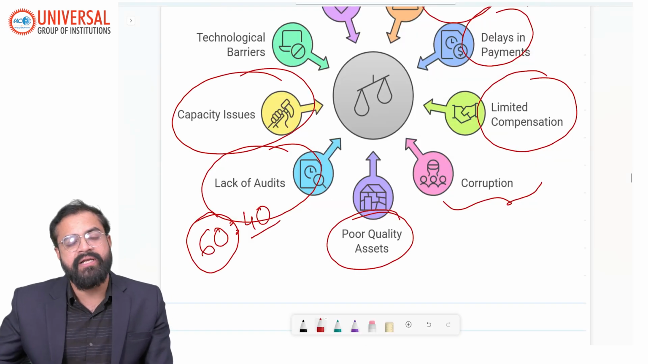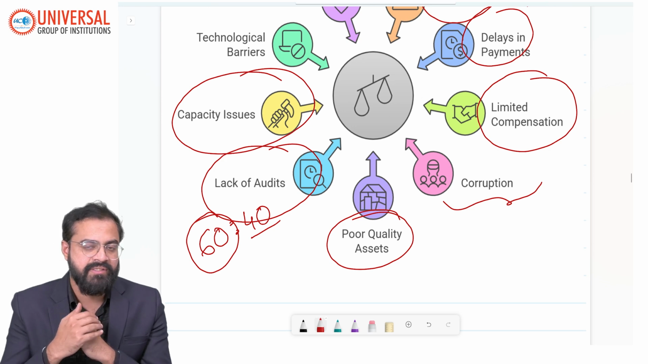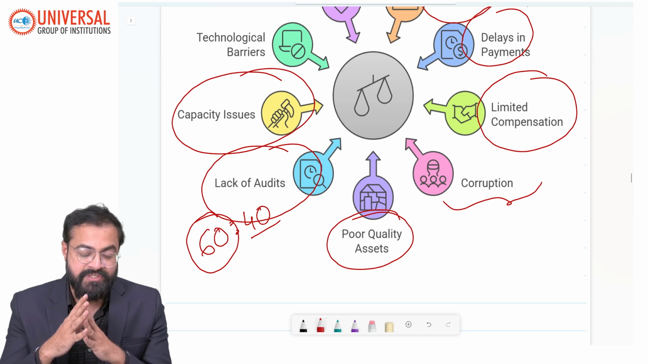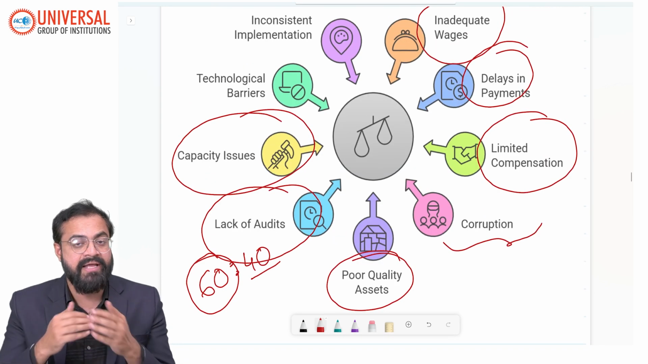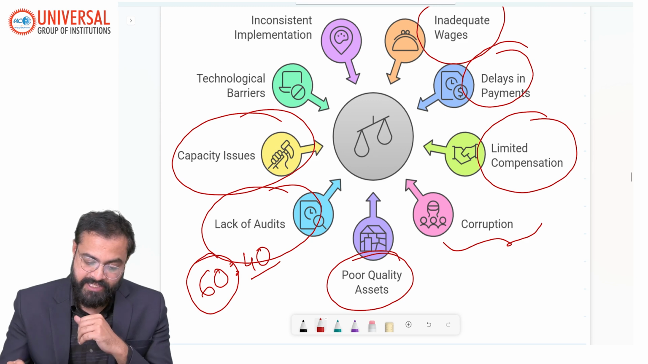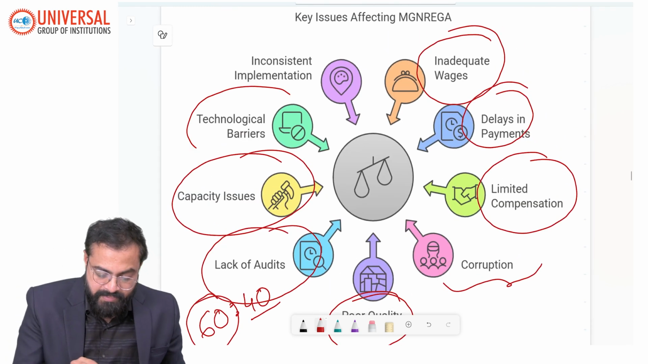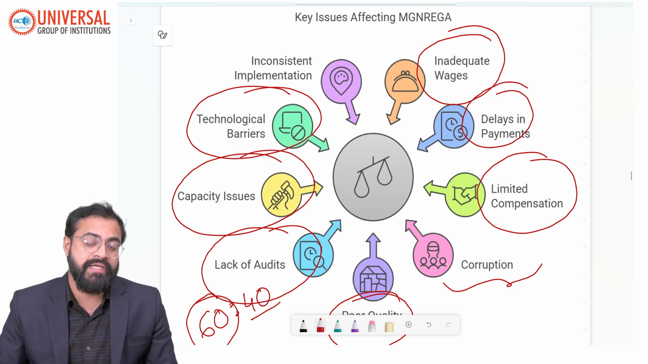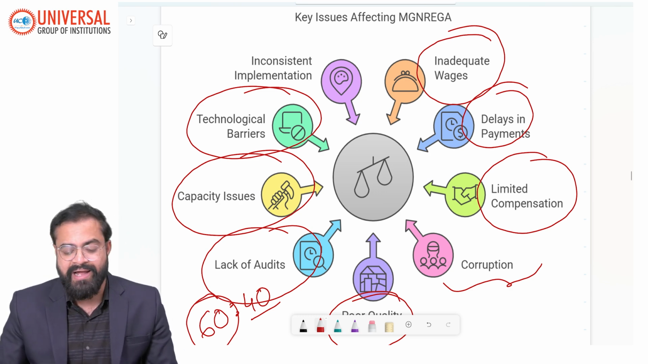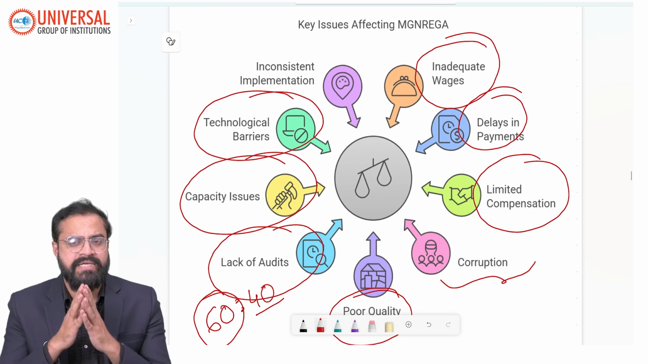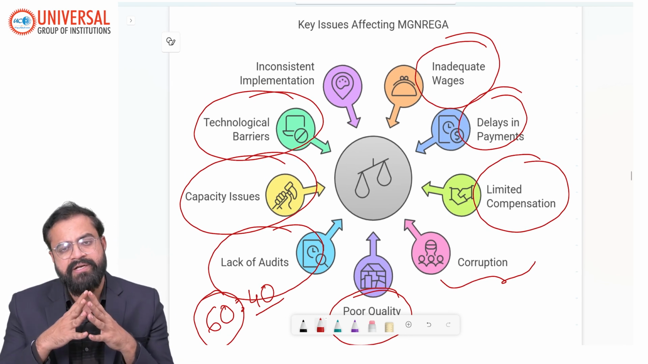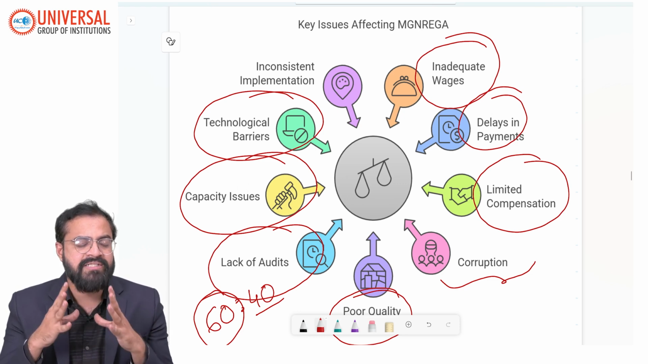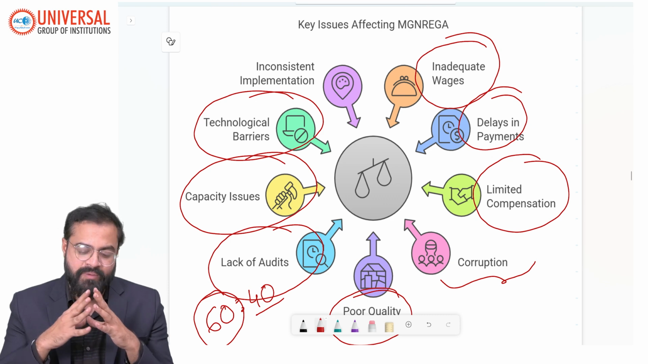Capacity issues. That means the monitoring staff and the technical staff required to successfully implement these schemes are not available, or they are understaffed, which acts as a barrier for the implementation of this project. Technological barrier. Again, even though wages need to be paid directly to the account, with Aadhaar authentication and all, we are still facing some problems. And inconsistent implementation we see across India. I mean, there exists a great amount of disparity between the states in the manner in which this program is being implemented. So these are some of the key issues that are affecting this particular program.